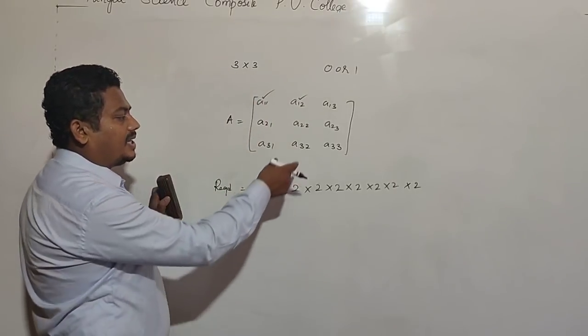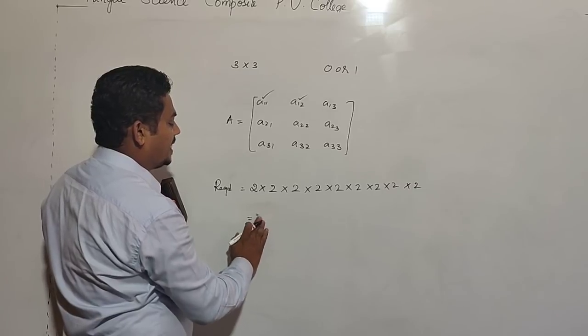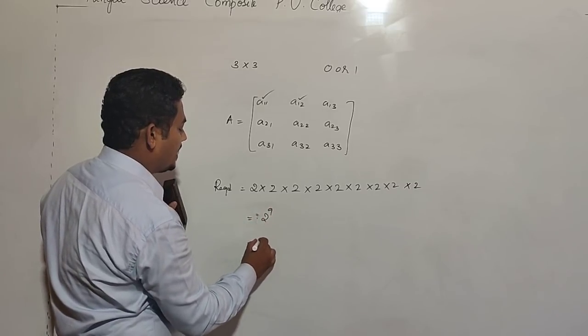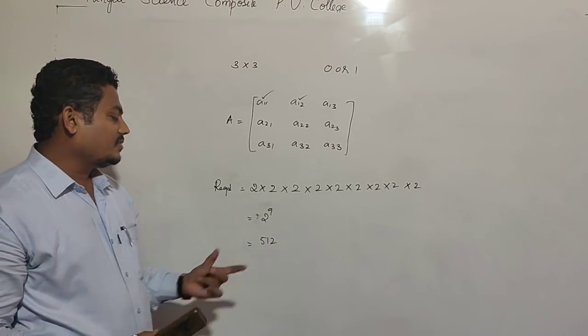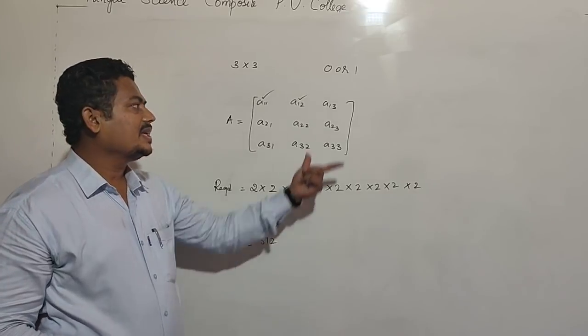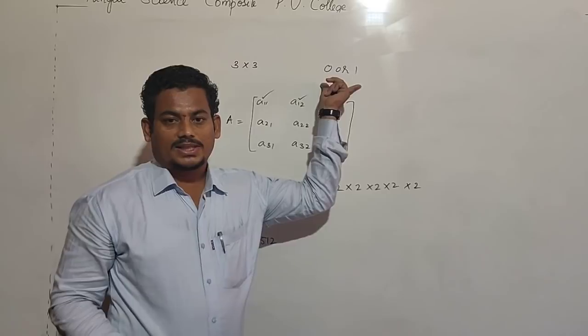9 elements. For each element, there are 2 possibilities. So, it will be 2 power 9. Lastly, we get 512 matrices. We can construct 512 matrices with these elements. It is one of the important 1 mark questions.